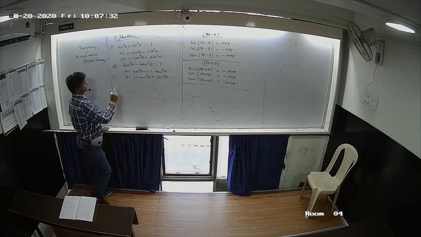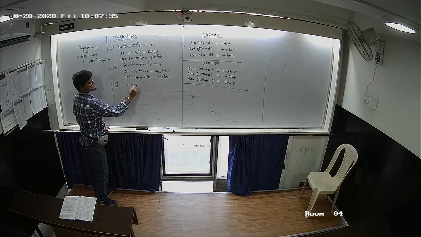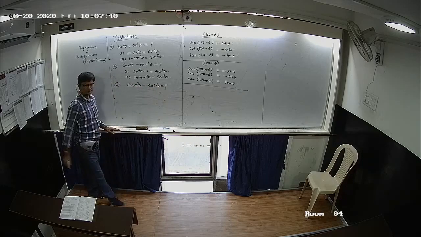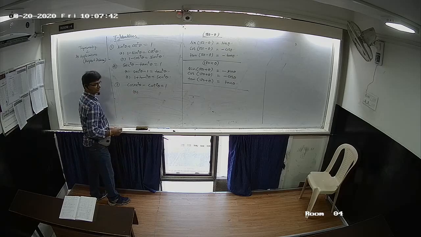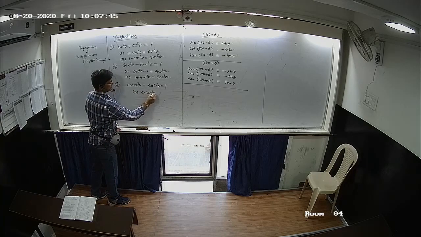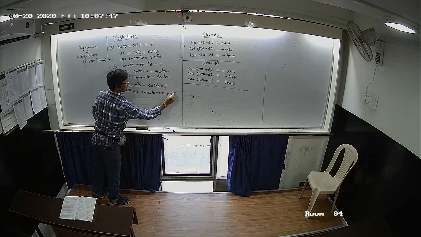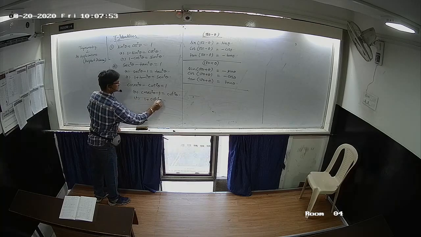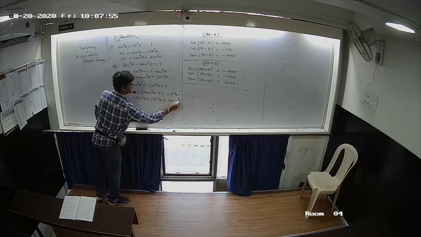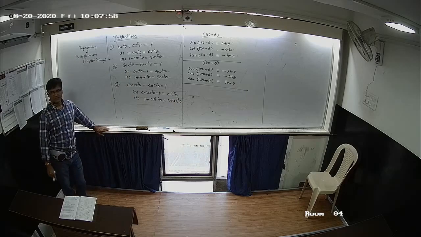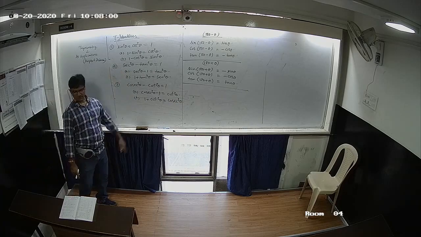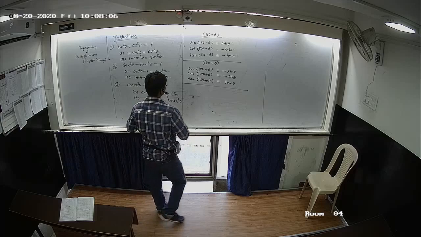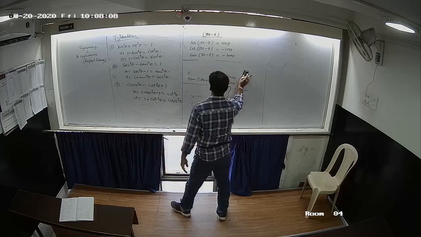Third identity, cosec square theta minus cot square theta is equal to 1. From this, you get cosec square theta minus 1 equal to cot square theta, and then 1 plus cot square theta is equal to cosec square theta. So these identities you must know, and their conversions also you must know. Let's solve some questions.